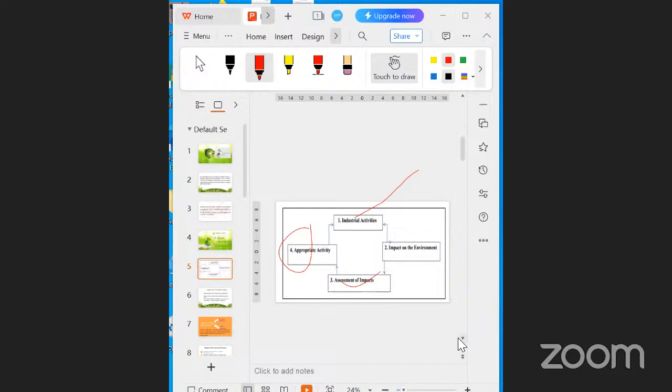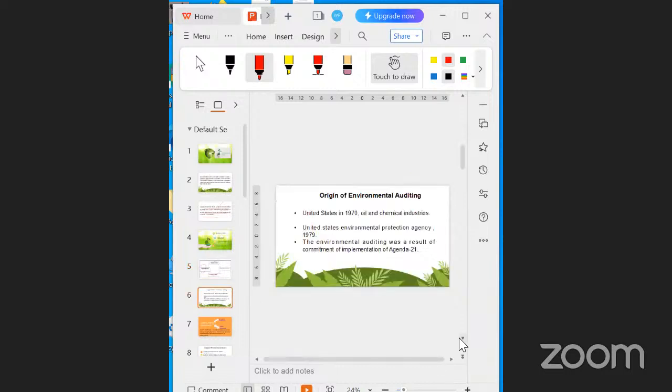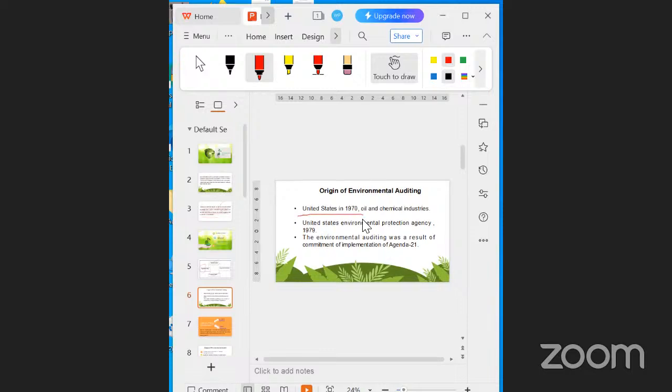Now we come to the origin of environmental auditing, how it has emerged. Environmental auditing originated in the United States in the 1970s, basically due to the pollution caused by the oil and chemical industries.